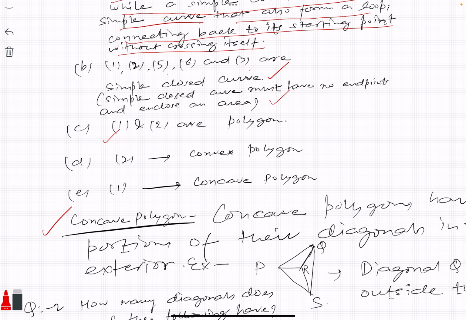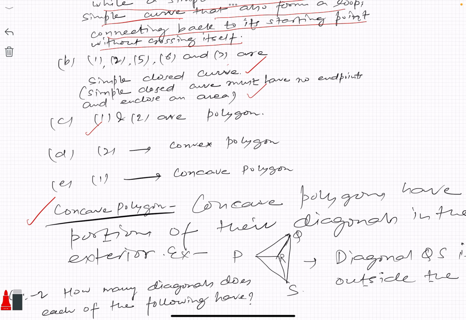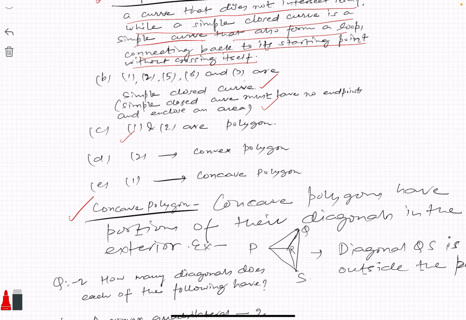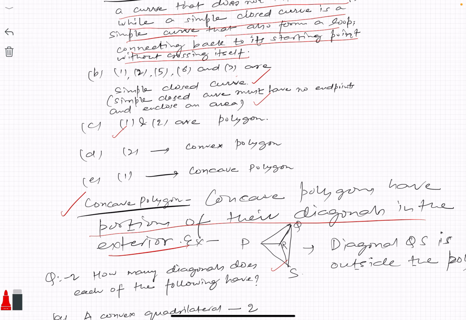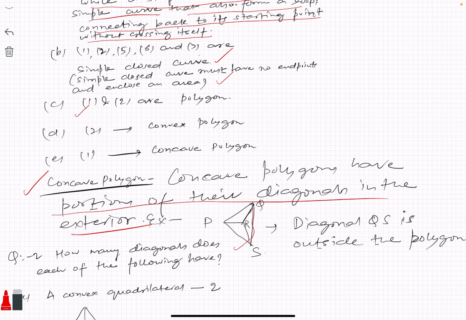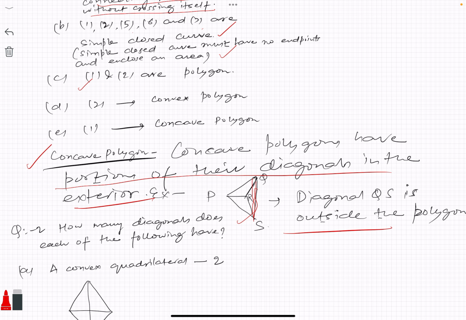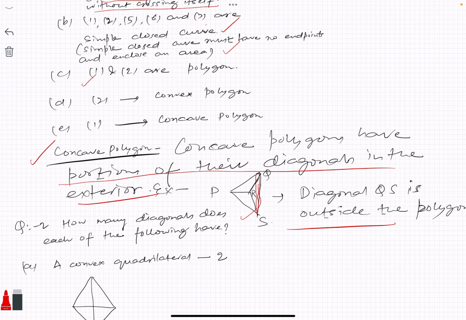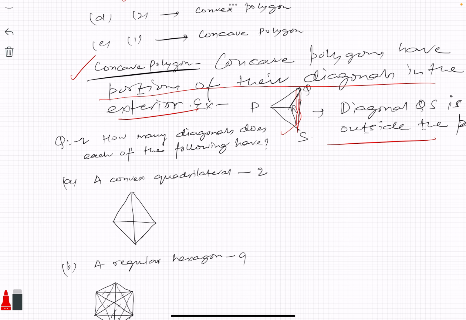What is a concave polygon? You should know a concave polygon has portions of its diagonals in the exterior. For example, see this figure PQRS. In this figure, diagonal QS is outside the polygon. Okay, so it is an example of a concave polygon.